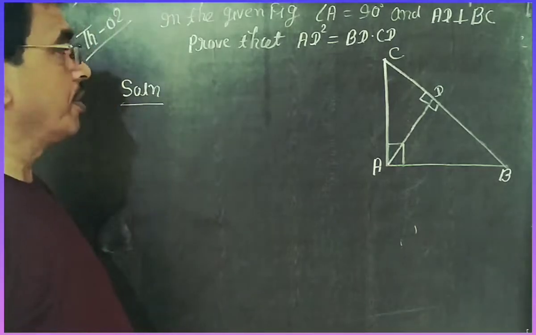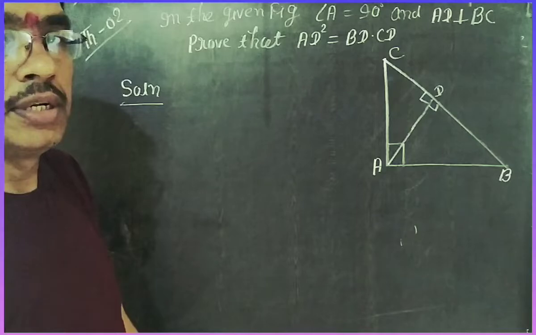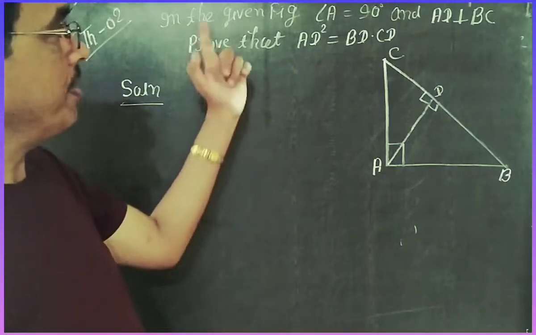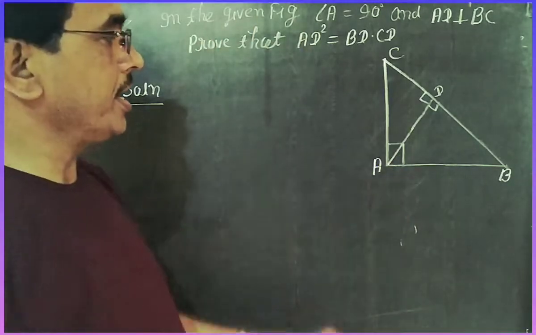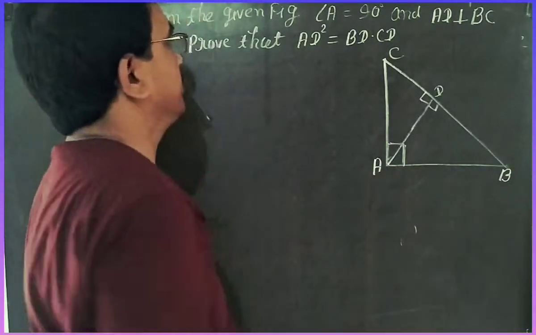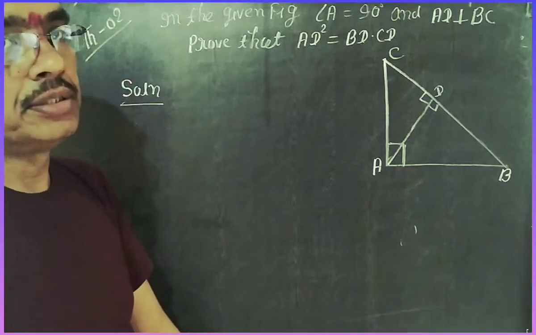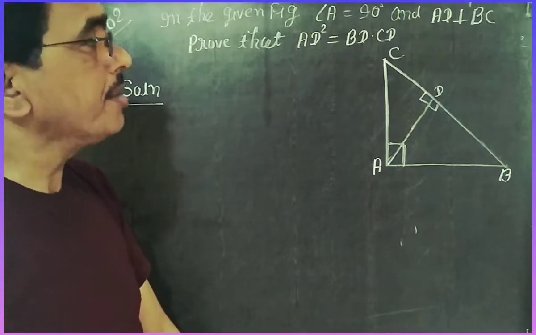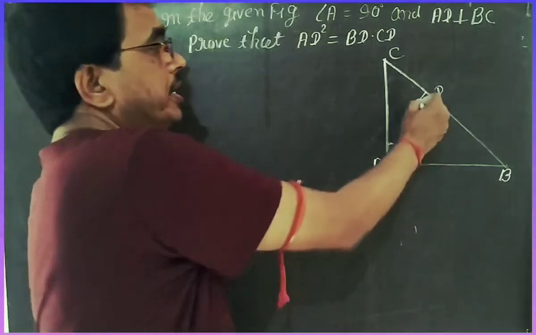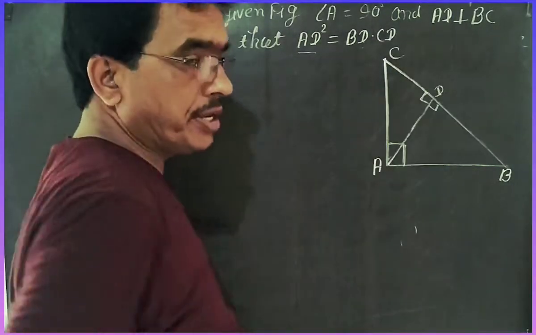Now the second theorem of this Pythagoras theorem exercise. In the given figure, angle A is 90 degree and AD is perpendicular to BC. That means ABC is a triangle, right angle at A, and AD is perpendicular to BC. That means here is also a right angle. Then prove that AD square is equal to BD into CD.